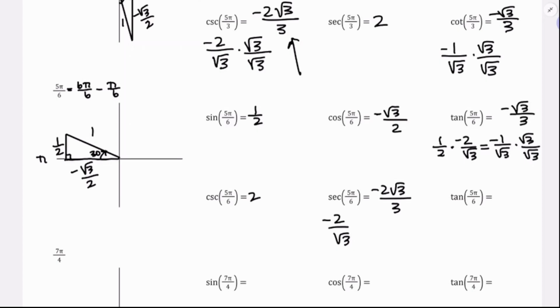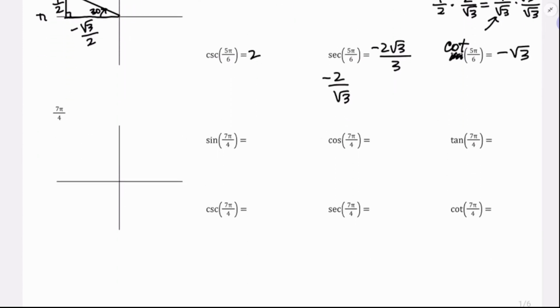That should probably be cotangent. Okay, for cotangent of 5 pi over 6, I'll take the tangent, which I got there, and flip that and get negative square root of 3.